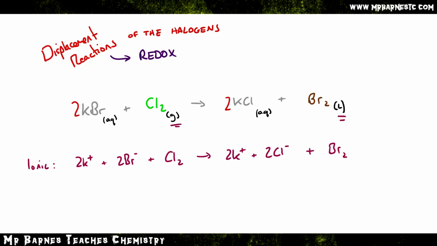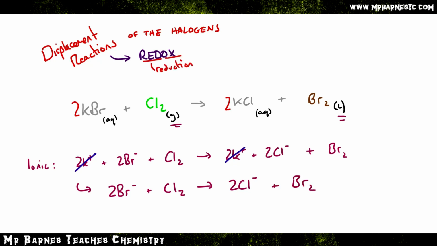The next thing I do is I take out anything that's the same on both sides, which in this case is potassium, so my 2K+ are identical and there is nothing else that has changed. I can then rewrite that out, so I end up with 2Br- plus Cl2 goes to 2Cl- plus Br2.